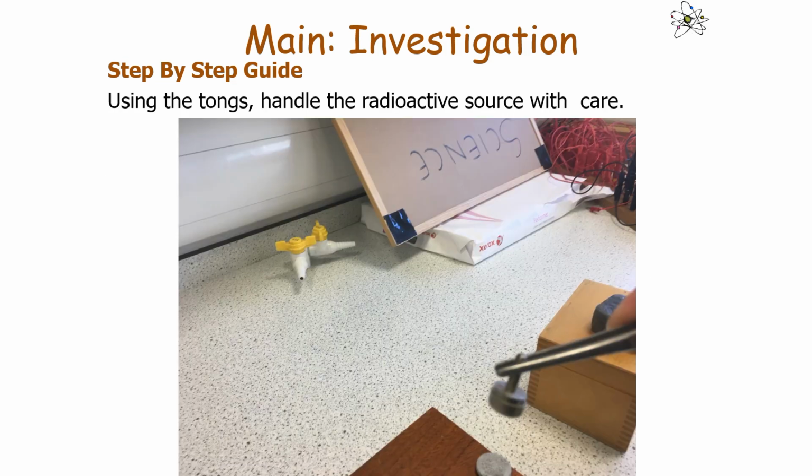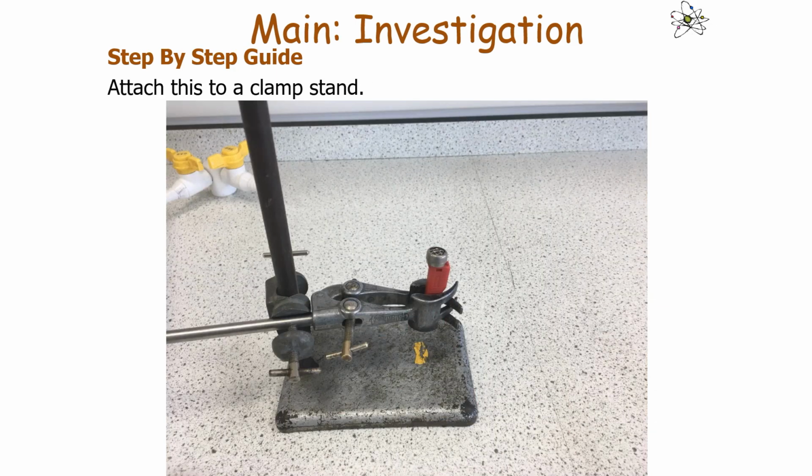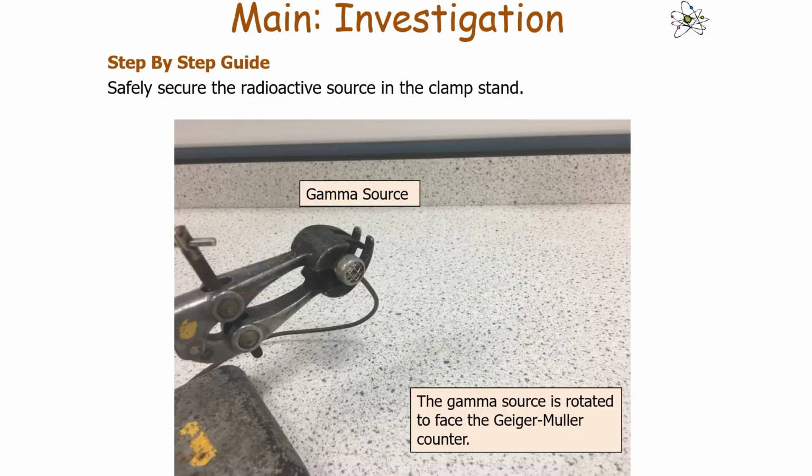Then using the tongs, you would handle the radioactive source with care, and you'd place the source in a secure holder as shown in this particular diagram. You'd then attach it to the clamp stand as shown here. You'd then securely fasten your radioactive source in the clamp stand, and the gamma source is then rotated to face your Geiger-Müller counter.